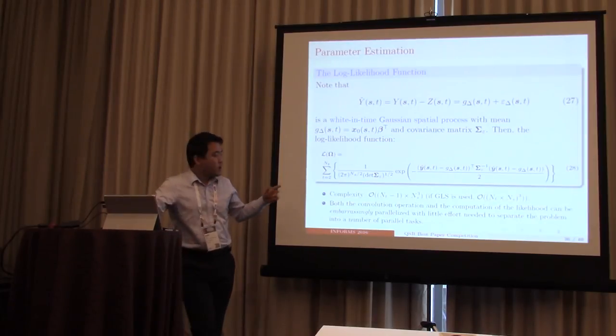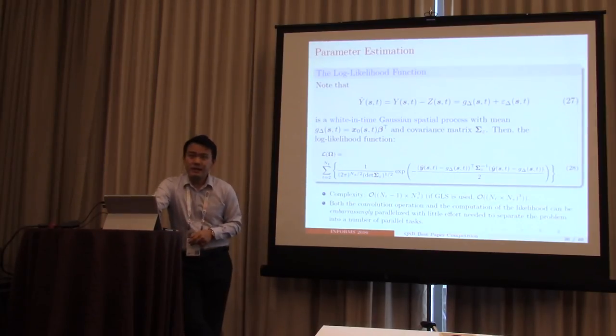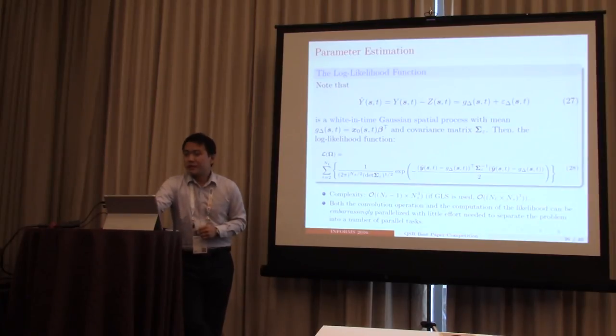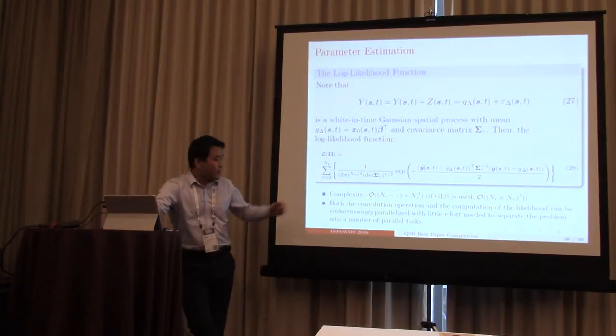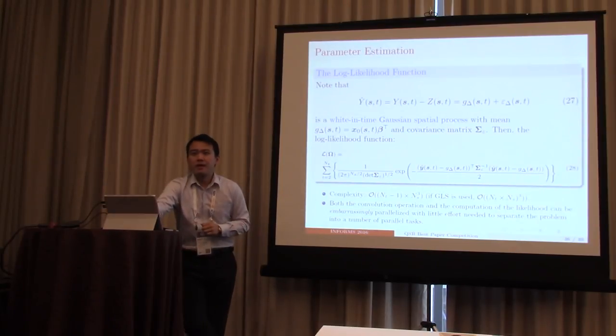Two remarks here. If you look at the computational complexity, it's going to be complex, but if you compare it to generalized least squares, it's going to be much faster. And second, it can be easily parallelized, and we have to do that.